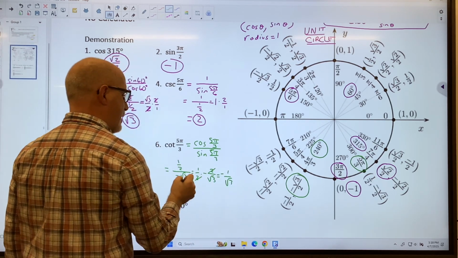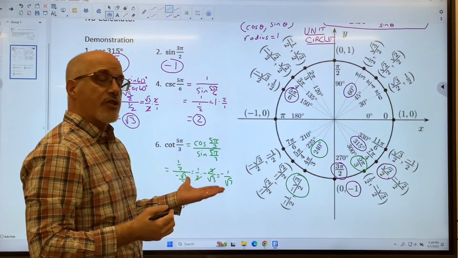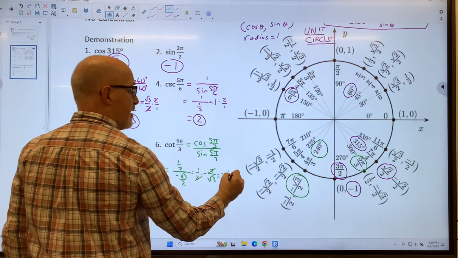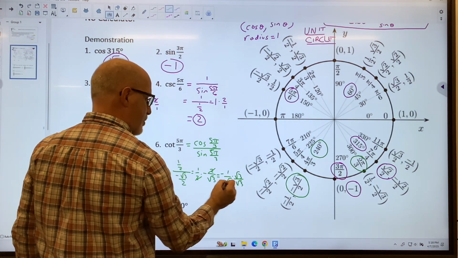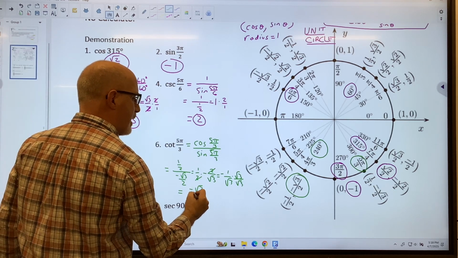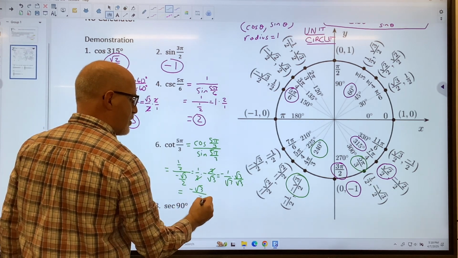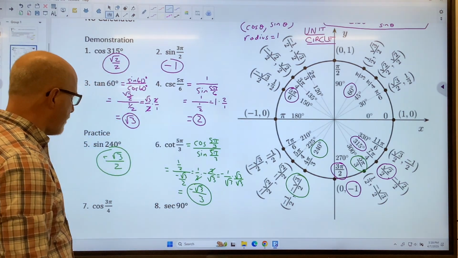The negative can be in the denominator, it can be in the numerator. Now, this is an answer, but we should rationalize it. So we're going to multiply it by square root of 3 over square root of 3 to get the square root out of the denominator. It would be negative square root of 3 over square root of 9, which is just a 3, which is our answer for that one.